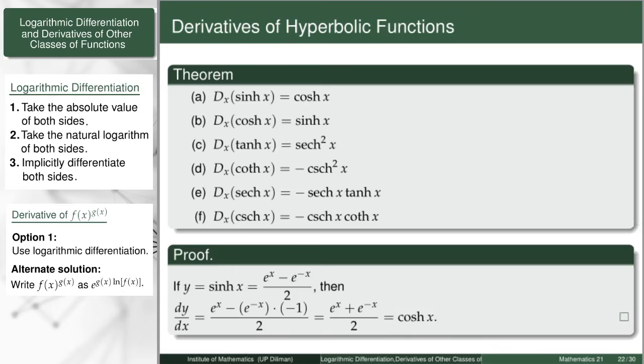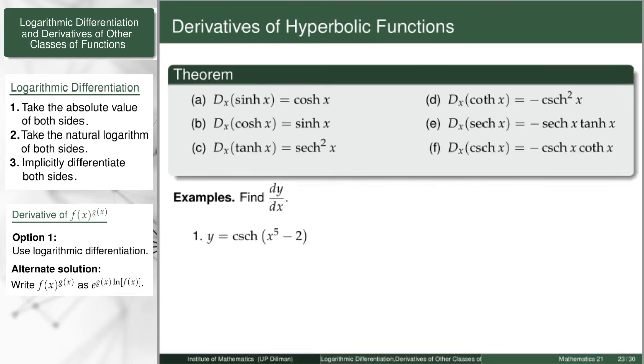Now, in terms of formula, at least we don't need to memorize much. Just need to memorize the formula or the pattern for the sign. For example, I want to differentiate y equal to hyperbolic cosecant of x to the fifth minus 2.